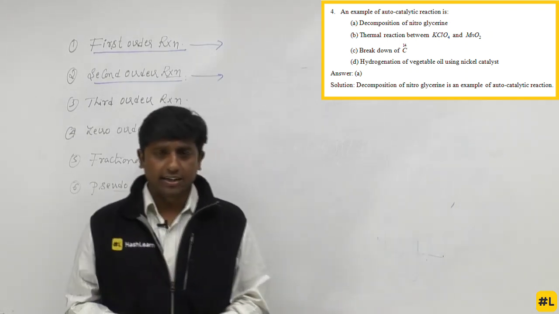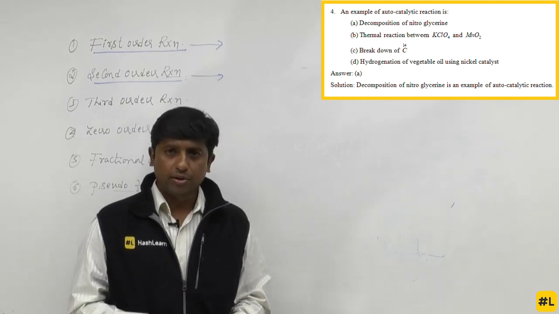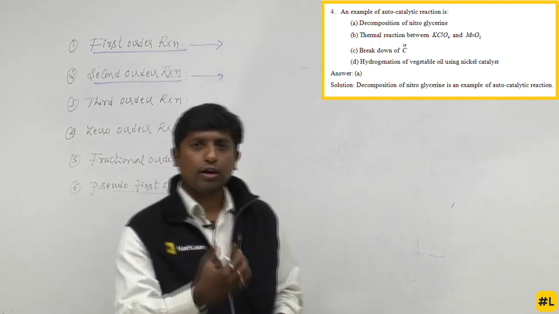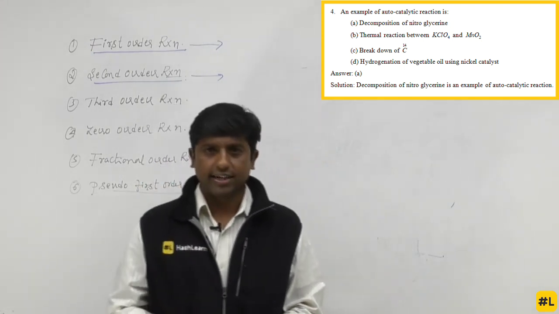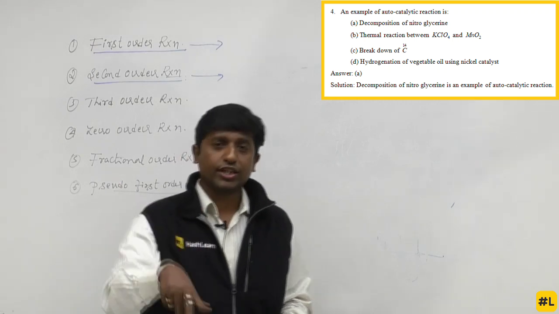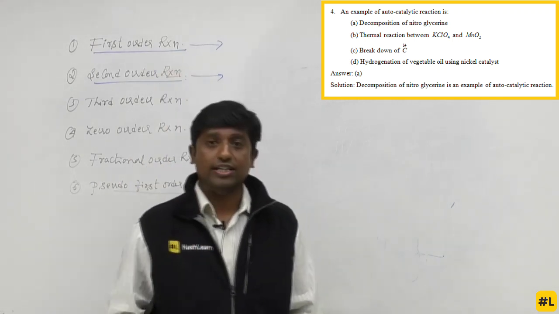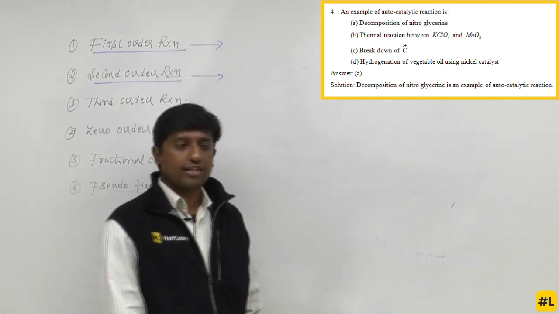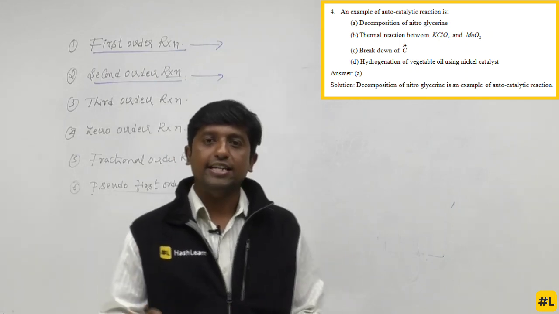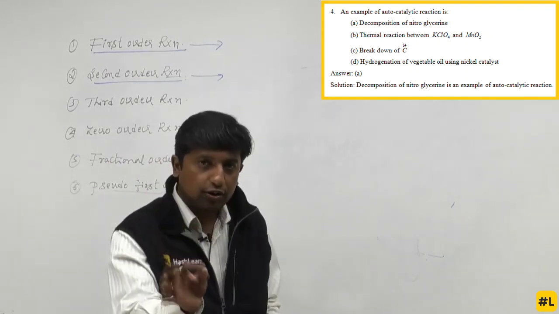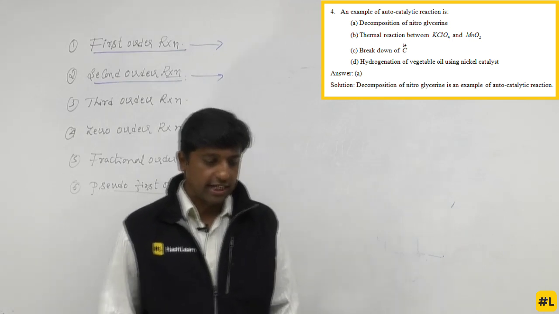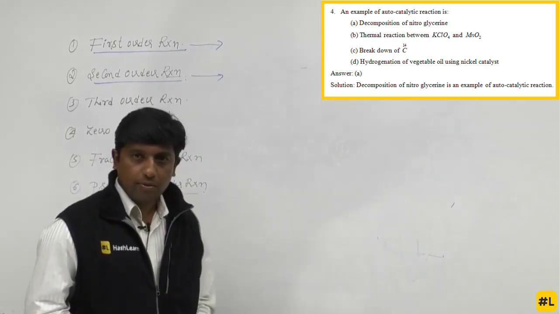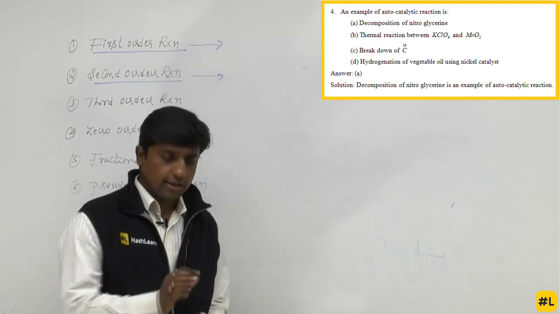You have seen many catalytic reactions. For example, potassium chlorate powder on heating liberates oxygen gas, dioxygen. The rate of the reaction is increased by adding manganese dioxide. Here manganese dioxide acts as a catalyst. But in the decomposition of nitroglycerin, there is no need to add the catalyst externally. Hence, it is an auto-catalyzed reaction. The correct answer is the decomposition of nitroglycerin. Okay, I hope all of you are convinced about this particular question.